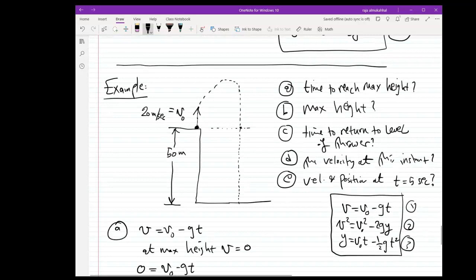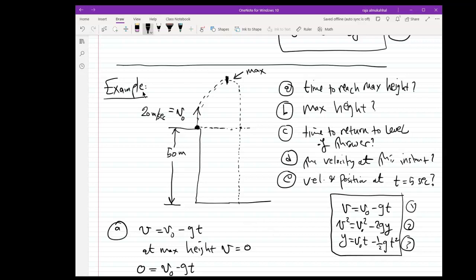Let me go back to the drawing. The maximum height is right here. Okay, that's the maximum height. So how long will it take to go from here all the way here? You see what I'm saying? And this time is 2.04 seconds.